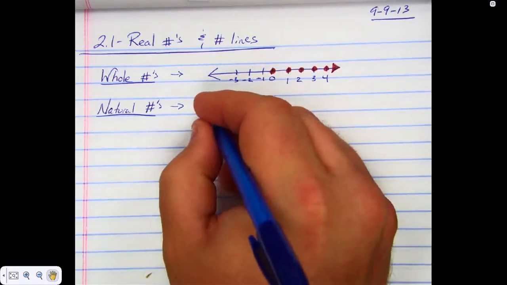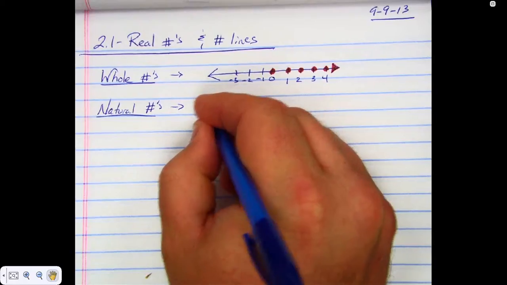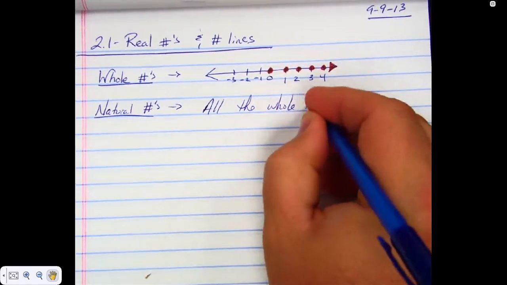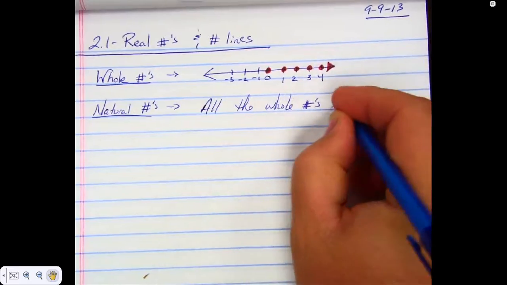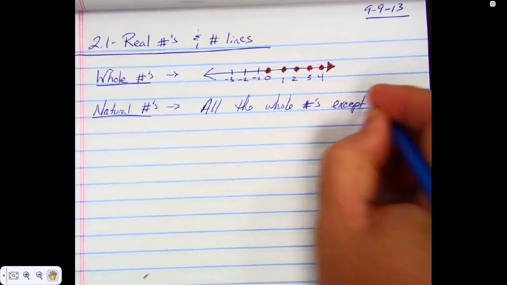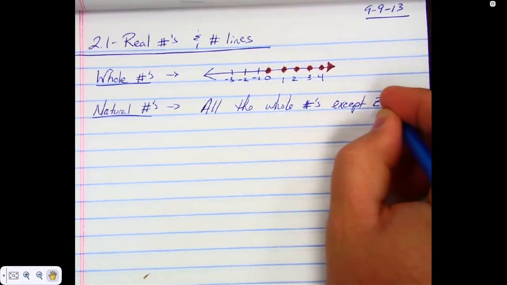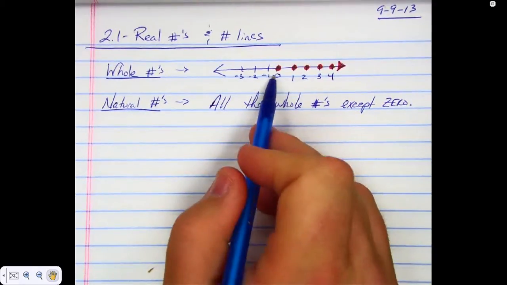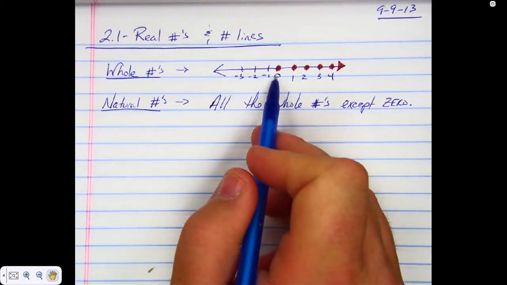Natural numbers. Let's see. All the whole numbers except 0. So it'd be the same picture as this, except what would I not color in? 0.